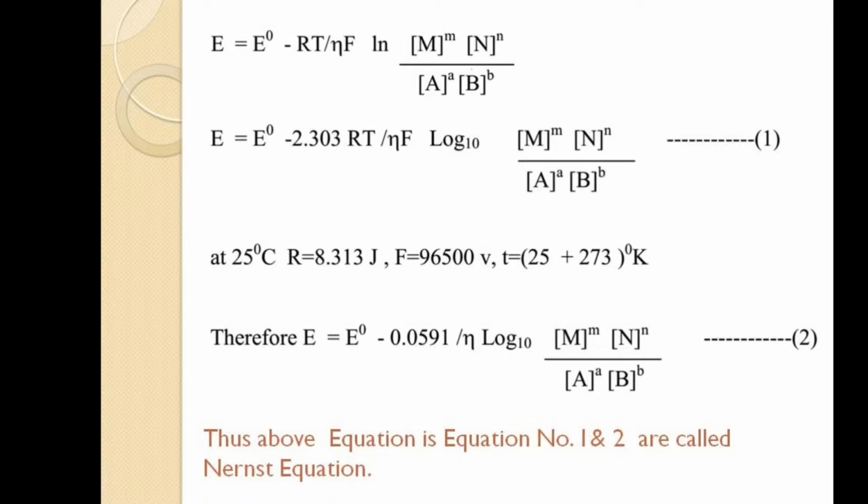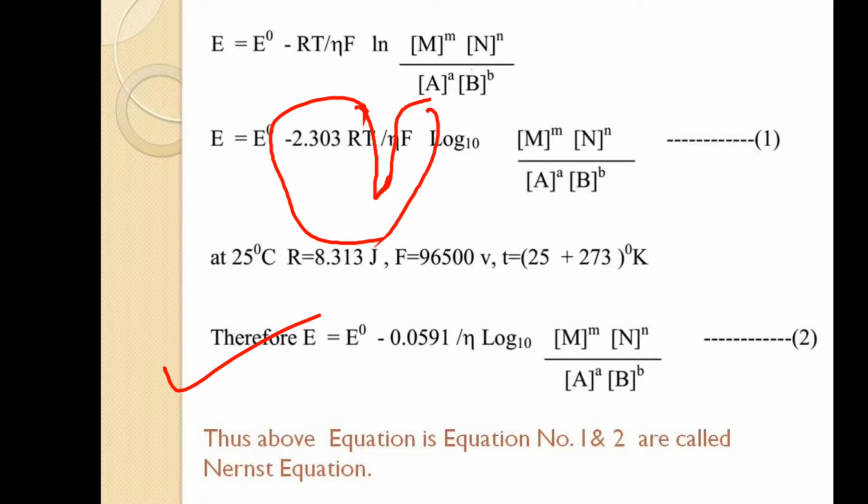At 25 degrees centigrade, that is T is equal to 273 plus 25 degrees Kelvin, R is equal to 8.313 joule, F is equal to 96500, and the value of T, as I told you, is 25 plus 273 degrees Kelvin. Put all these values, so you get the relation E is equal to E0 minus 0.0591 upon n log to the base 10 concentration of M raised to power m into concentration of N raised to power n divided by concentration of A raised to power small a into concentration of B raised to power small b.